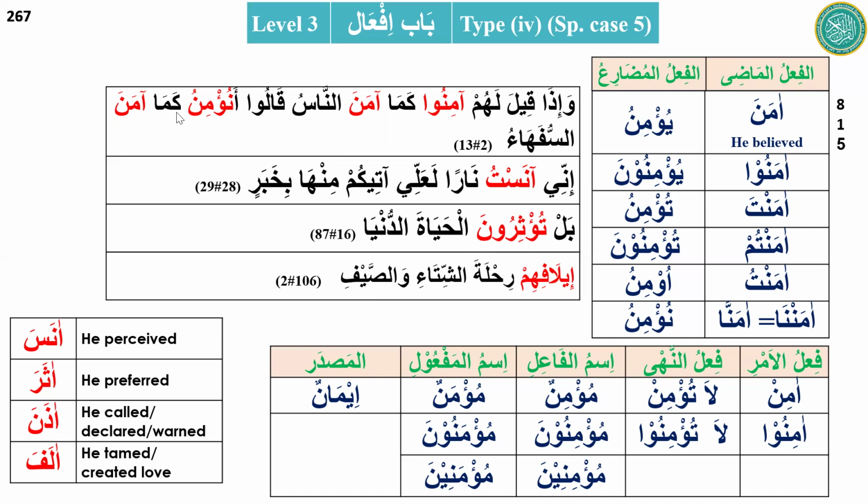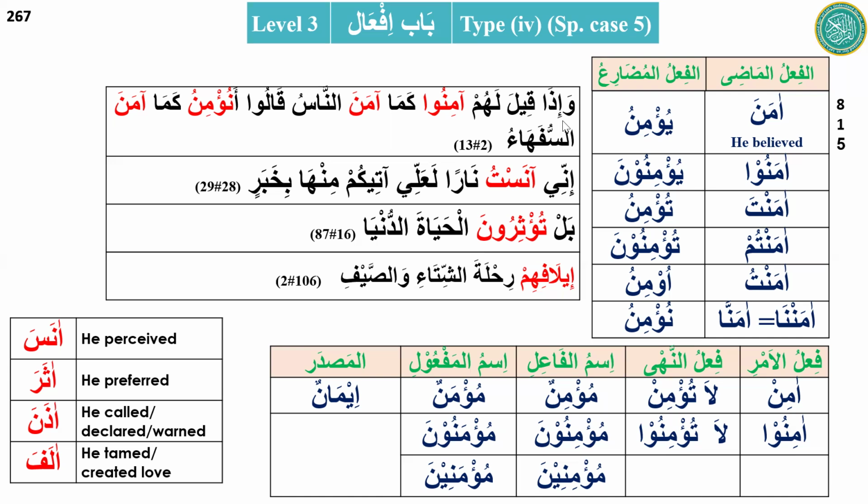Okay, keep going. Kama, as. Amana, he believed. As-sufaha'u, the foolish. Just a vocabulary, doesn't matter. The important thing here is aminu. Tell me, what is madi, what is mudari? Aminu is fi'l al-amr, plural. Amana is fi'l al-madi. Nu'minu is mudari. Again, aminu means you all believe, amana, he believed, nu'minu, we will believe or we believe.